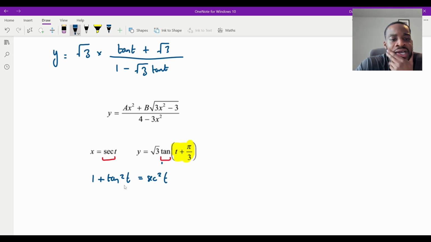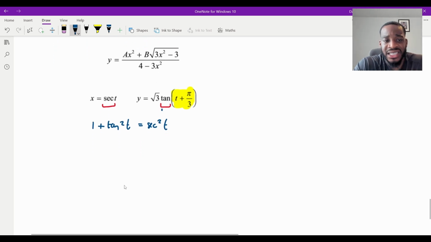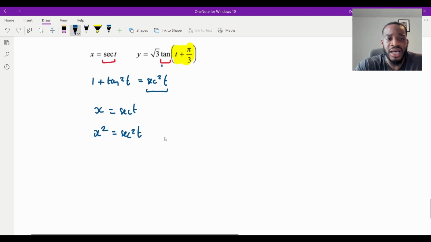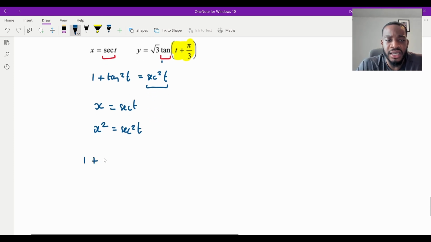Okay, now, how does that work? Well, we know what x is. x is sec t, right? Which means that x squared is going to be sec squared t. So I have an expression for sec squared t, right? It's x squared. I can replace that here, can't I? So that means I can say 1 plus tan squared t is going to equal x squared, right?